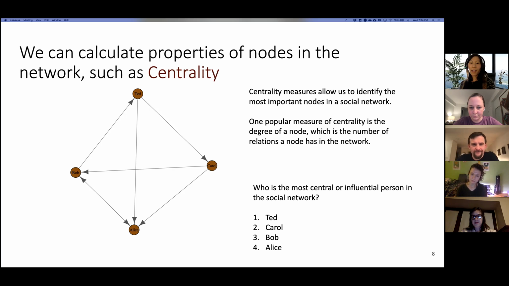Centrality really allows us to identify the most important nodes in the network. One popular measure is the degree of the node, which is the number of relations that a node has. And so if I asked you another question, who is the most central or influential person in the social network, would you say that it's Ted, Carol, Bob, or Alice?